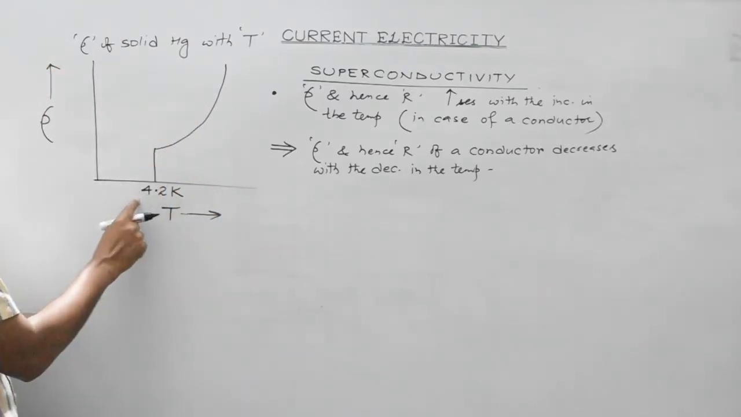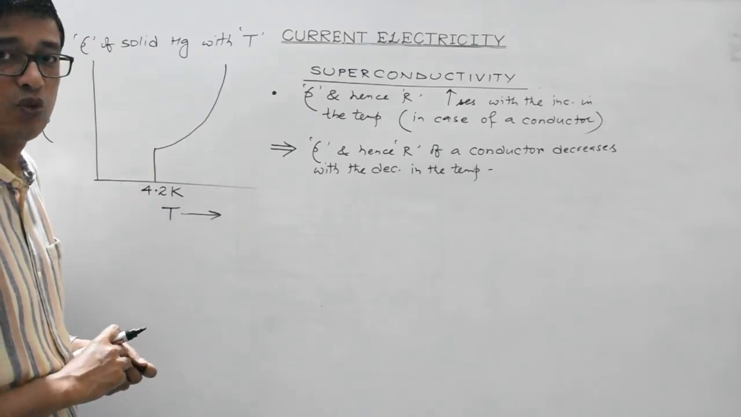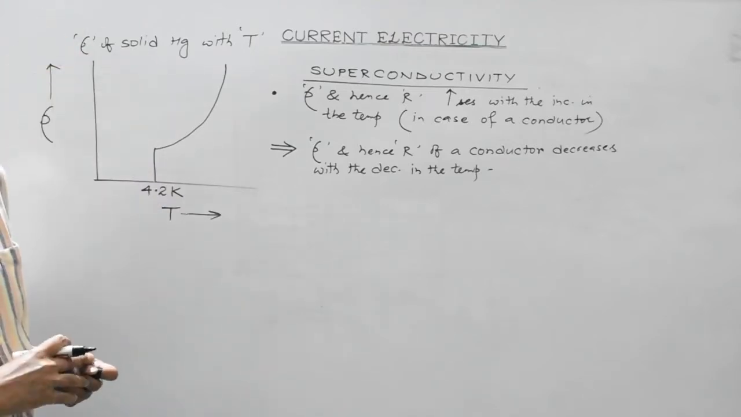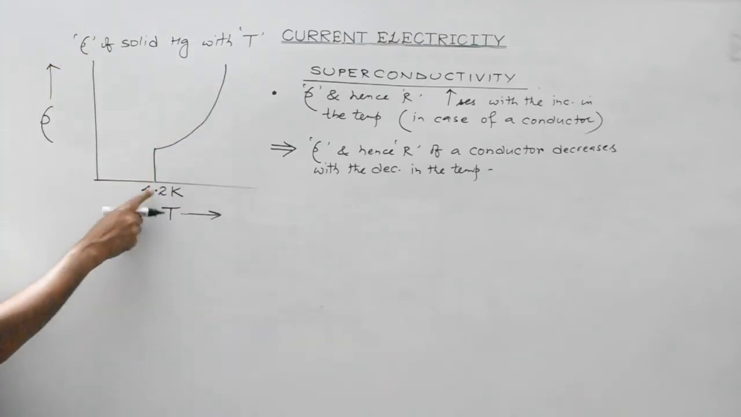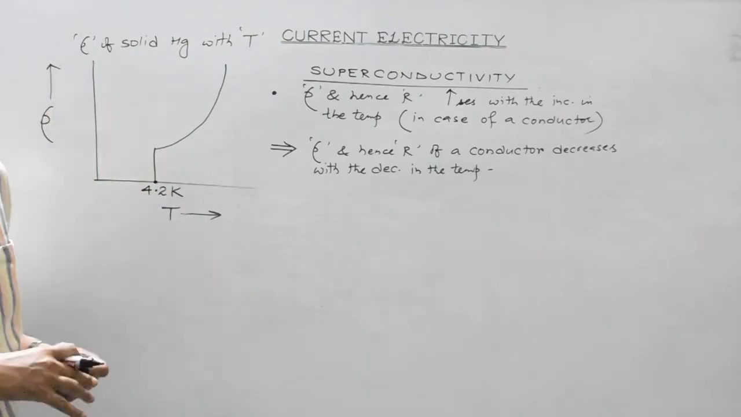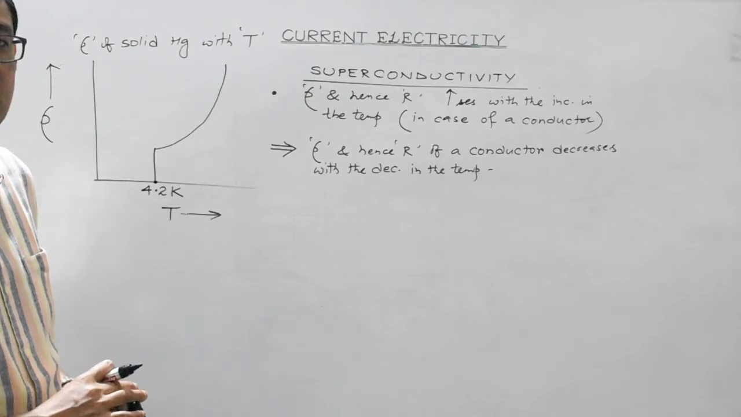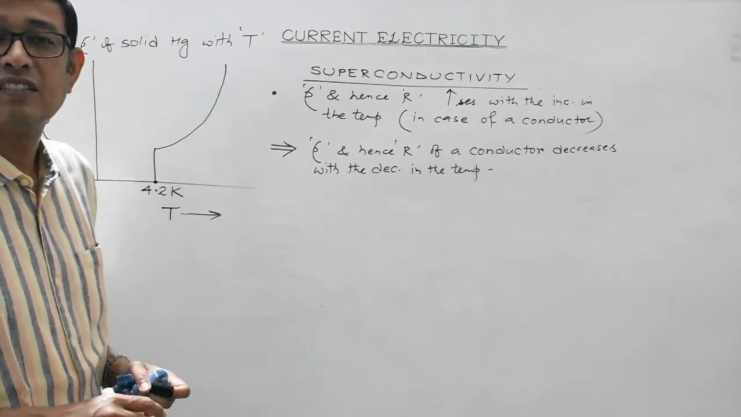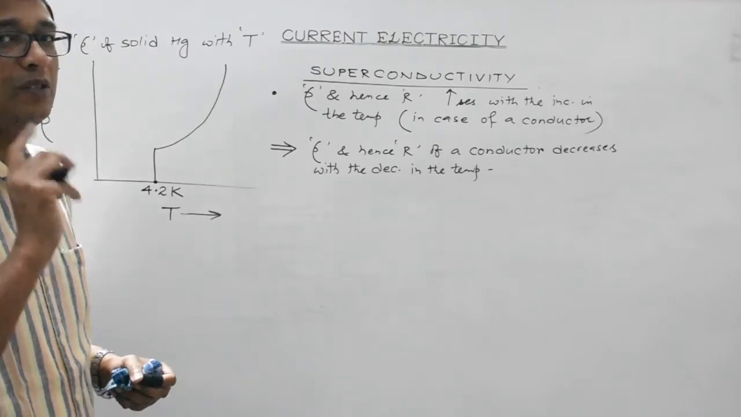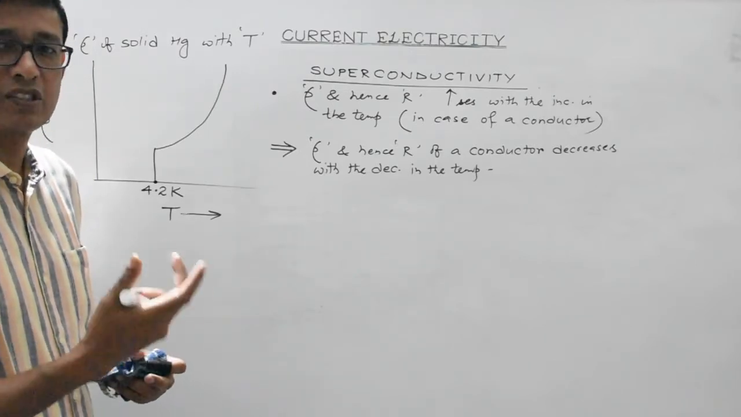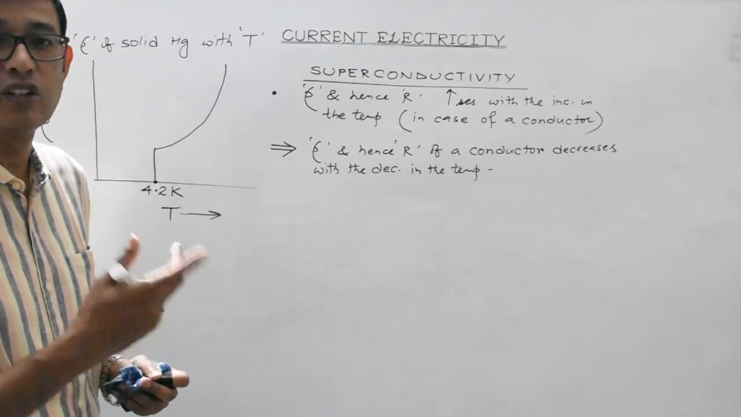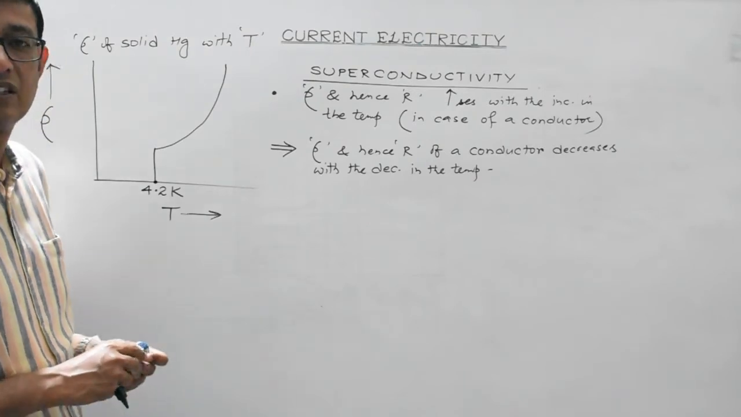So, at a particular temperature, which for solid mercury was 4.2 Kelvin, the resistivity or resistance suddenly disappears from the graph. It's clear that at 4.2 Kelvin, over here the resistivity is 0. Resistivity is 0 means resistance becomes 0. So this temperature, 4.2 Kelvin, is known as the critical temperature of solid mercury. For different substances, the critical temperature would be different. It will depend upon the nature of material of the substance under consideration, right?